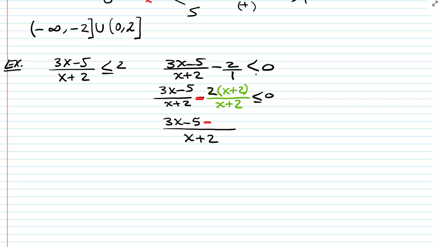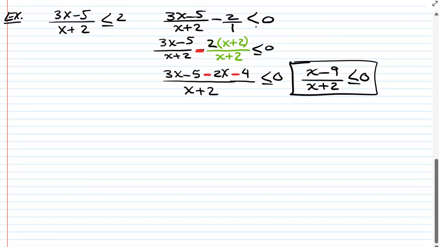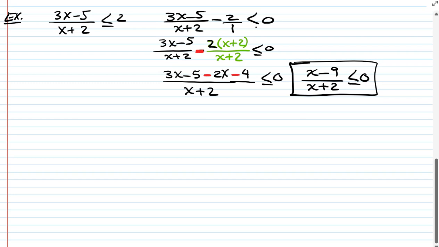Therefore, it becomes a negative of 2x, right? And negative of 2 by 2 is negative 4, less than or equal to 0. And we can combine like terms in the numerator. That will be x minus 9 divided by x plus 2 less than or equal to 0. There. So that was all the legwork because we had 2, not 0. Now, we're going to work the boxed in inequality.